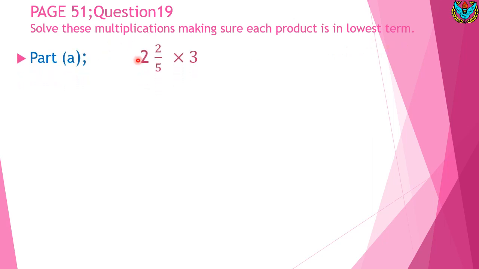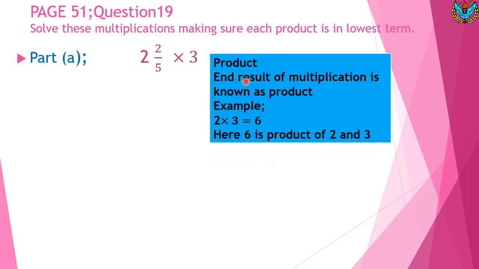Part A is 2 whole 2 by 5 multiply by 3. Before starting the solution, I want to tell you something about product. The end result of multiplication is known as product. Look at the example: 2 multiply by 3, the answer is 6. This 6 is the product of 2 and 3. So whenever we multiply two numbers or more than two numbers, the answer we get is the product of those numbers we have multiplied. Come back to the question again.